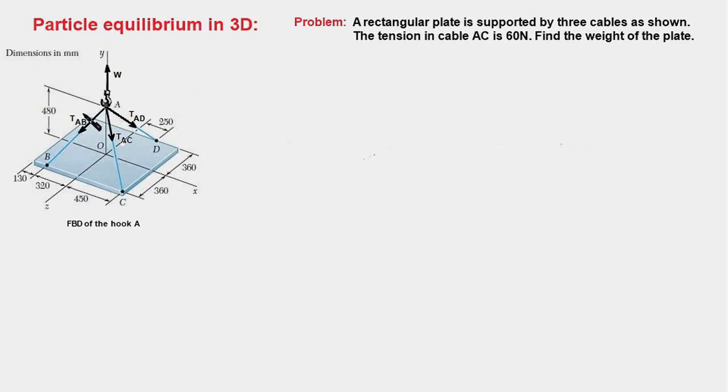What you see here are four forces acting on the hook. These are the forces acting on the hook because of the tension in the cables, and this force W is the force acting on the hook in vertical direction because of the tension in the upper cable, right?